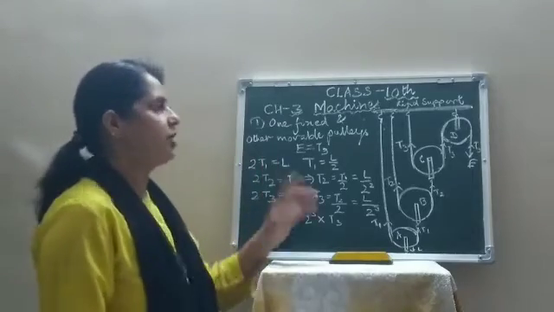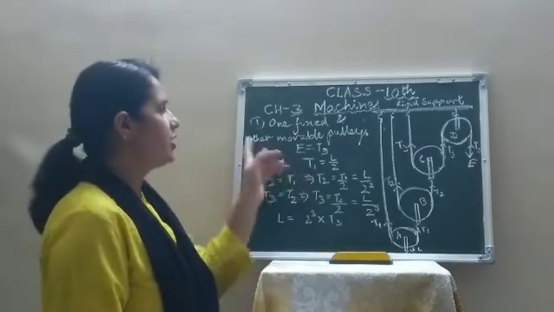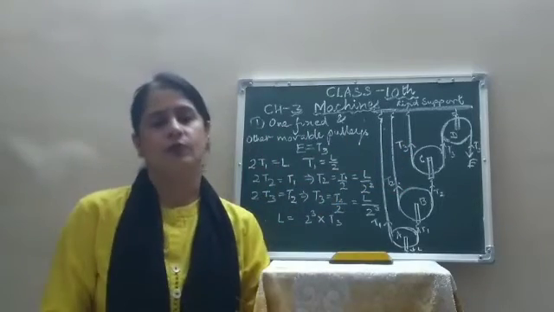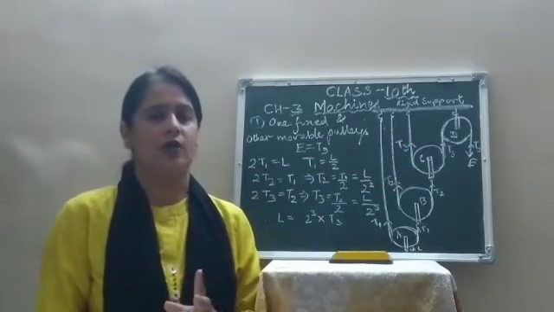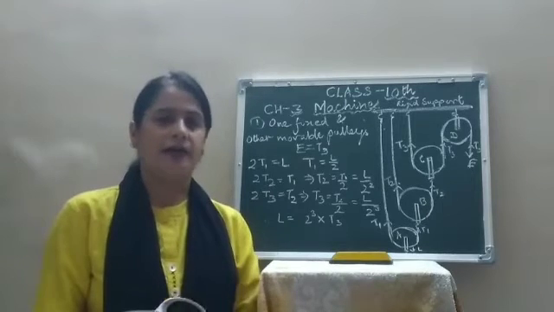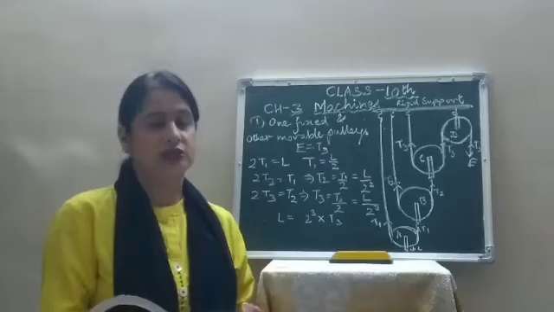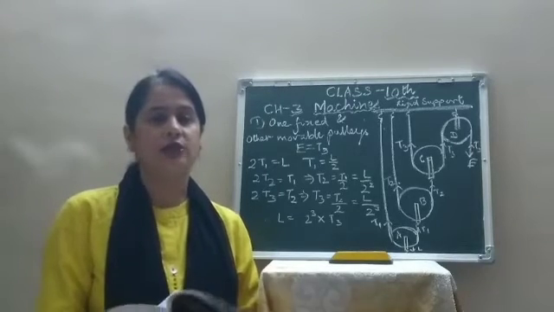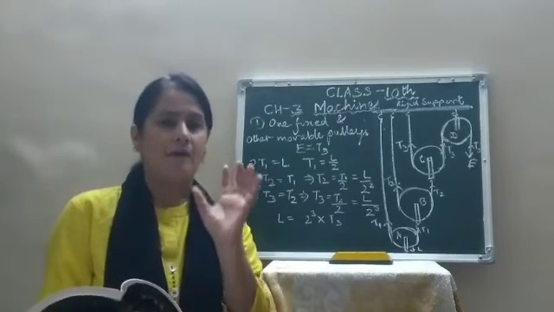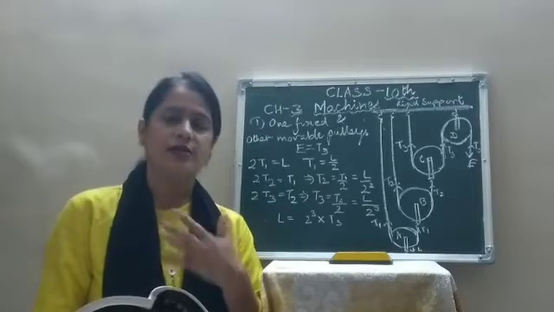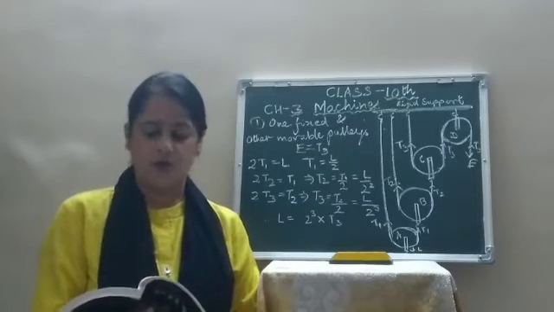The first combination is one in which there is one fixed pulley and other movable pulleys. It depends on the mechanical advantage. One is fixed but the others are movable. And the second combination is that you use several pulleys in two blocks. The upper block is fixed and the lower block is movable, and you use several pulleys in both the blocks.